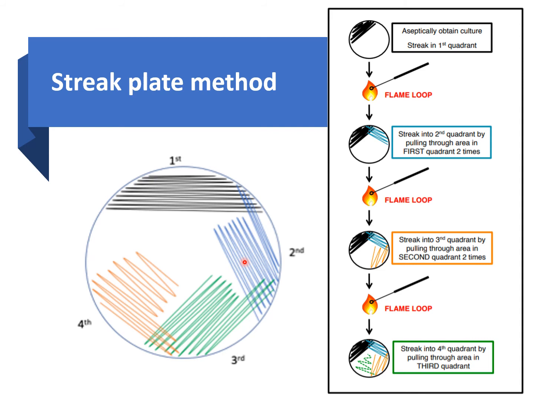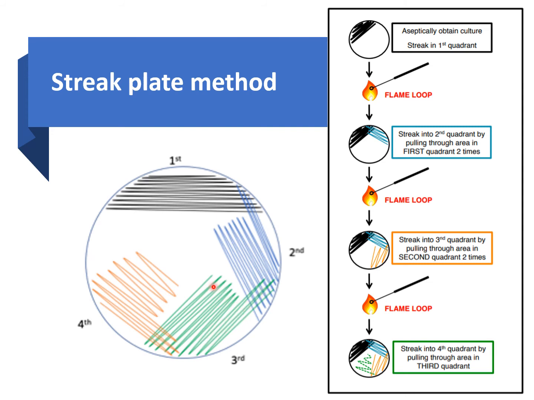And then what am I going to do after I'm done streaking my second quadrant? Reflame your loop one more time. The reason why we keep reflaming our loop is to prevent contamination. So reflame your loop until it's red hot, wait a few seconds, and then streak your third. Again, I go to the edge of my second quadrant, pick a sample of the bacteria that I just deposited, and as I said, you can go back into the second quadrant a couple of times, and that's it.